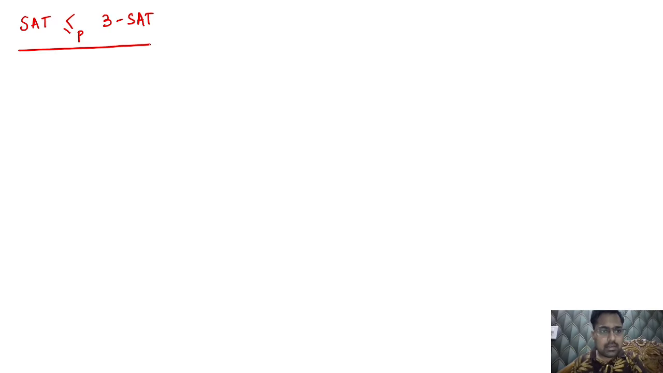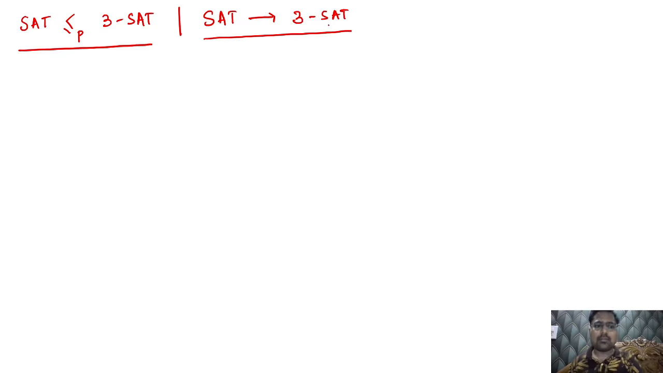Now I'm just saying SAT to 3 SAT. We also read it in this order: SAT polynomially reduces to 3 SAT. As per the book I am writing, the left hand side, and as per the concepts we got, the right hand side always tells us what we know, and using this we are trying to find the answer for SAT. This is exactly what it represents.